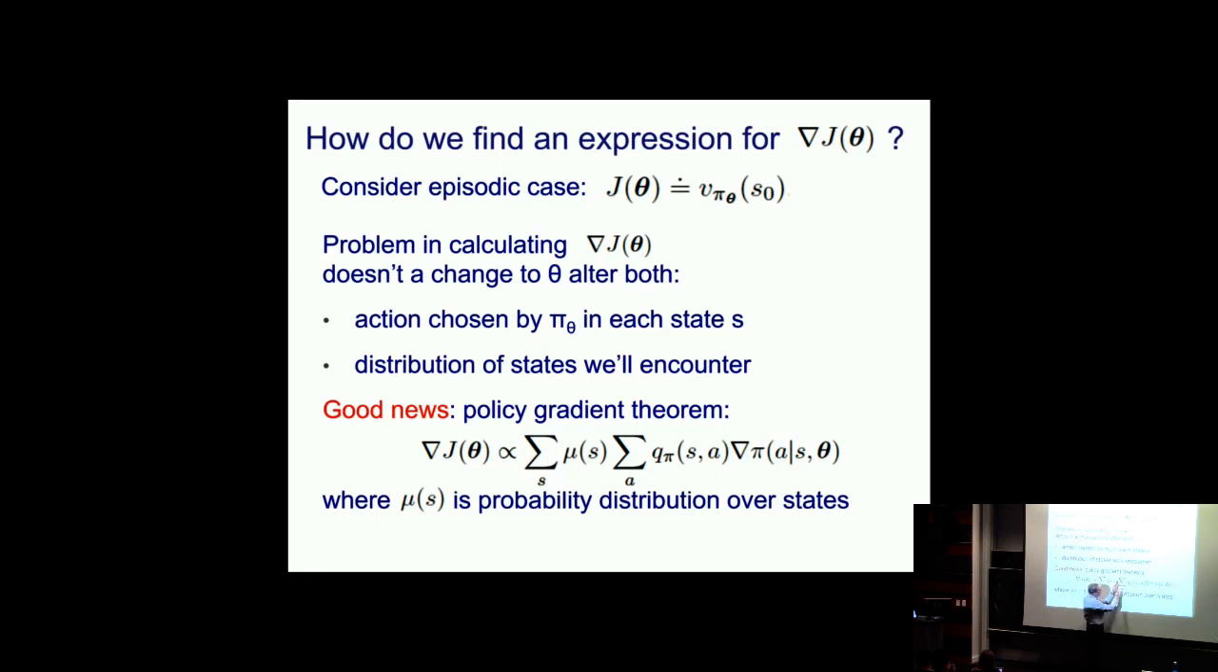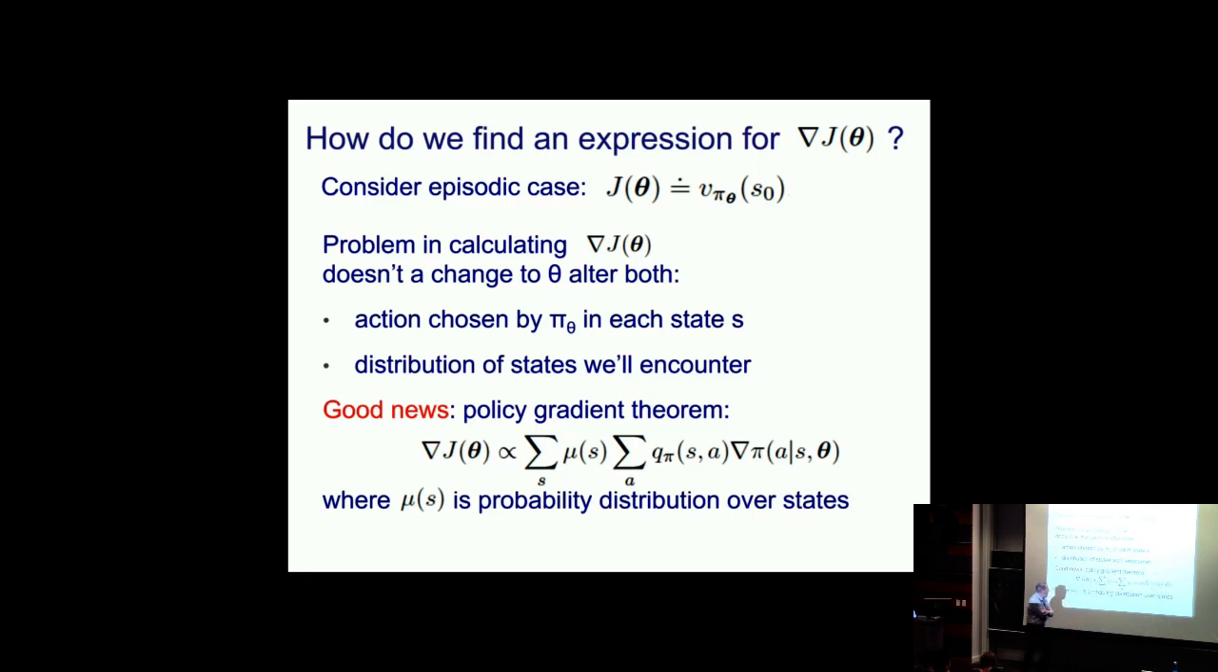Times what? Times the, actually, this is another expected value, isn't it? That's not a helpful way to think of it. This is just the sum over the actions we could take from state S of the Q value for that state times the derivative of the probability that we'll actually take that action.